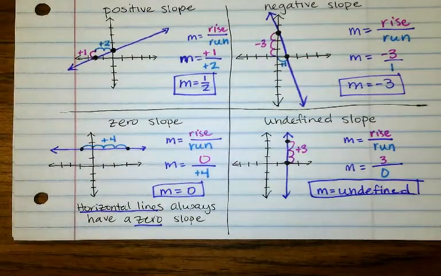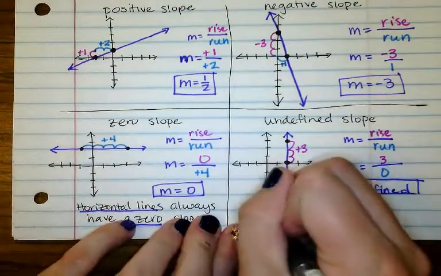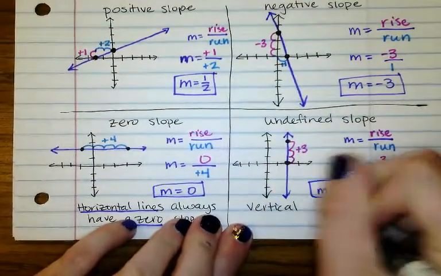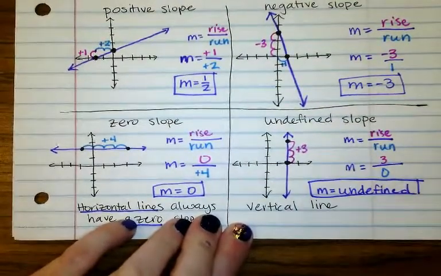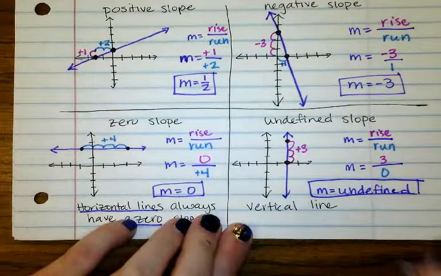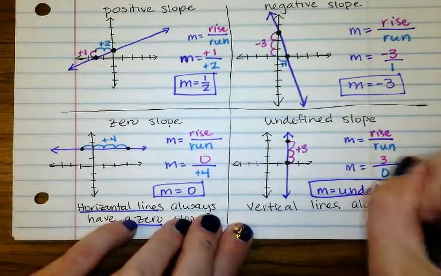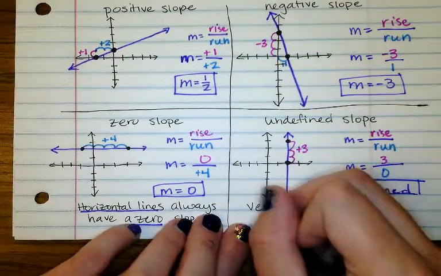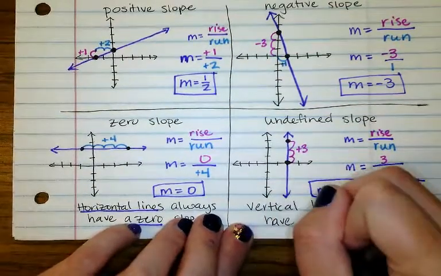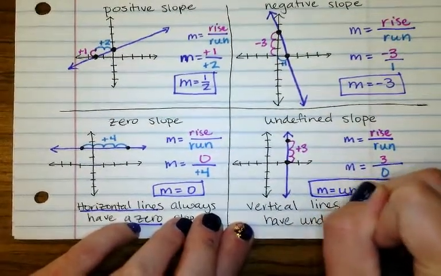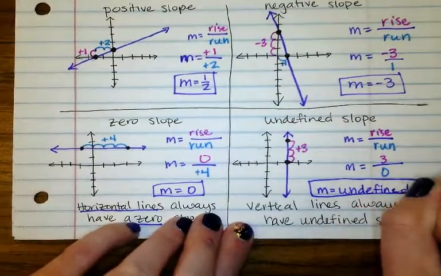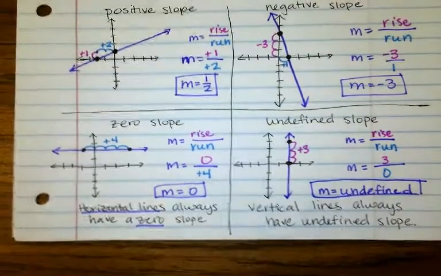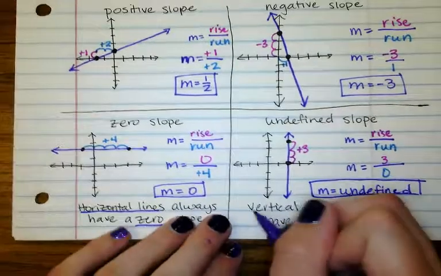So guys, this means that for vertical lines, it's not an infinite slope, it's an undefined slope. So vertical lines always have an undefined slope. Always, always, always. Okay? And you can think about this a few different ways.